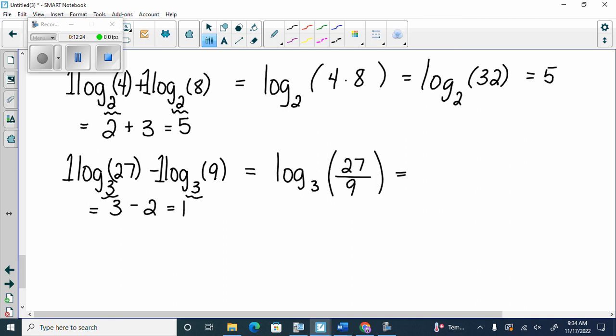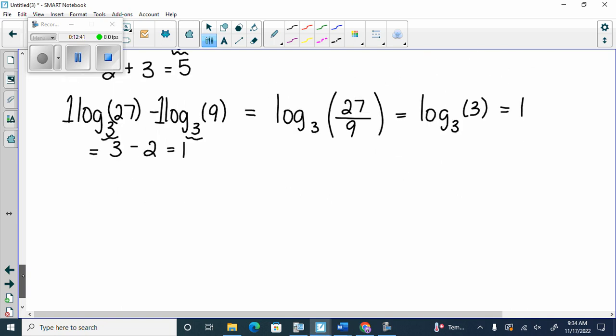And now I get log base 3 of 3. And what's the answer to log base 3 of 3? 1. Because it's the same as log base 3 divided by log base 3, which is 1. Or you can say 3 to what power gets me 3, which is 1. Either way, same thing. Okay, what if I make it a little more complex?